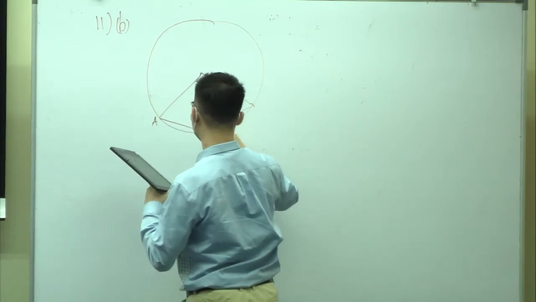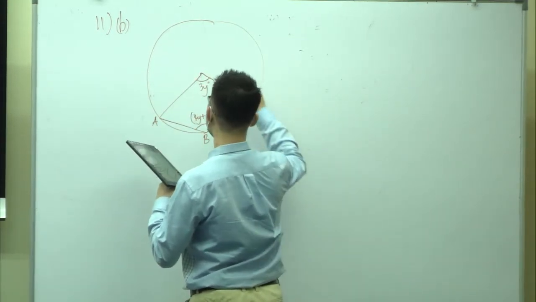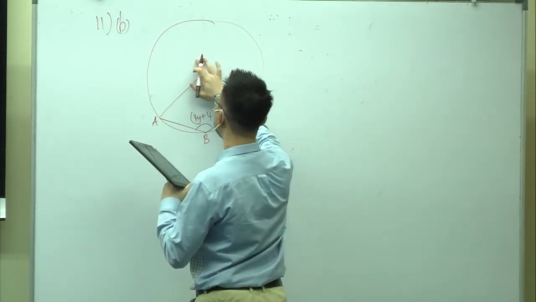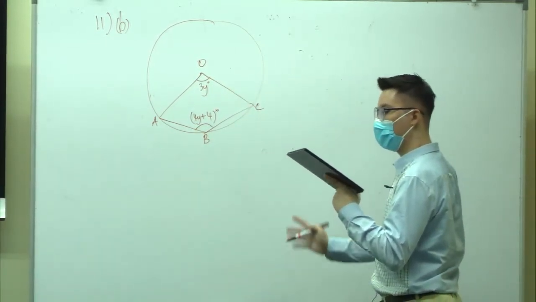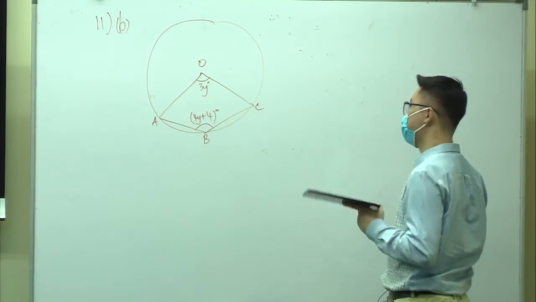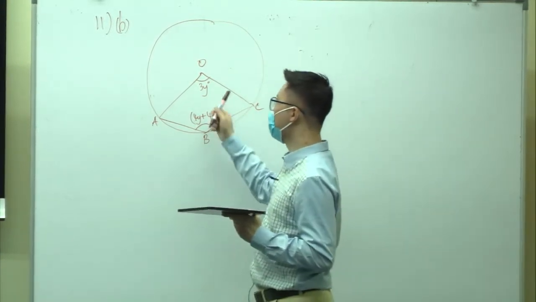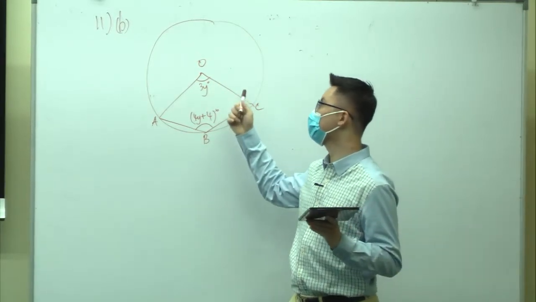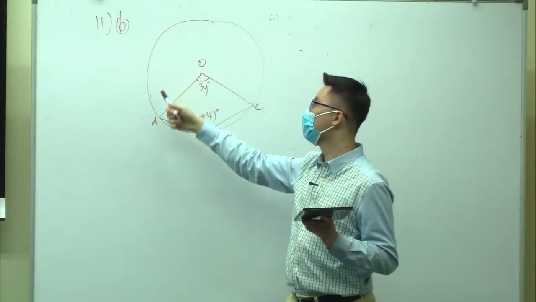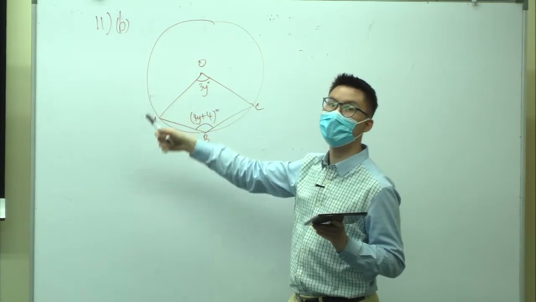A, B, C, O. Okay, so this is a circle. Find the value of y. How do you find the value of y? You need to apply some theorem of this cyclic quadrilateral. This is what you call a cyclic quadrilateral. You should already know this.